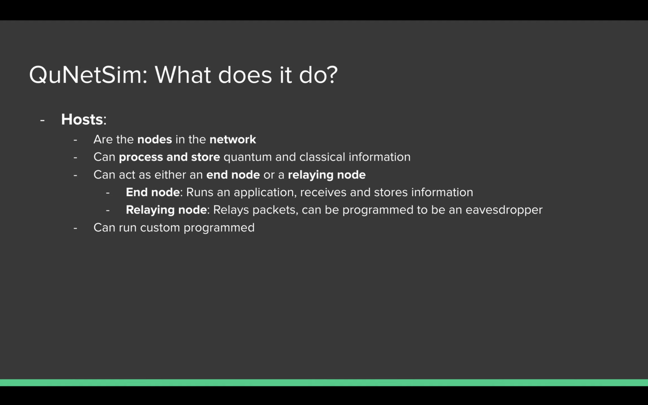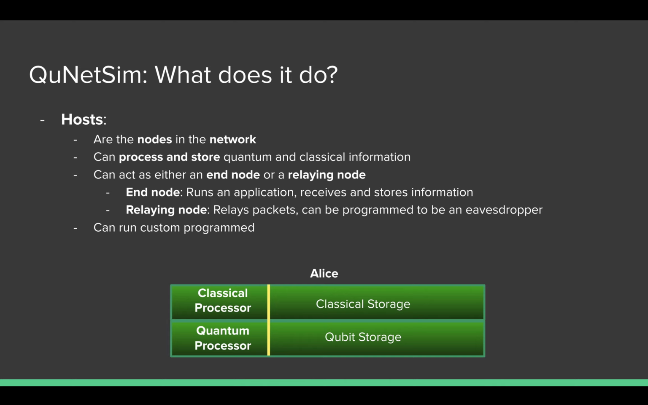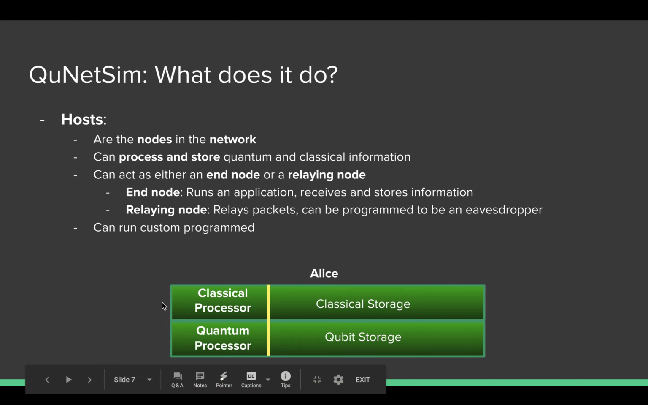And each node in the network can be programmed to run any particular program. We just use Python functions and they run asynchronously, and these nodes can be programmed to run custom protocols. So this is my brief depiction. You have a classical and quantum processor. These are your input-output to the network, and then you store quantum and classical information to be manipulated by these processors and so on.